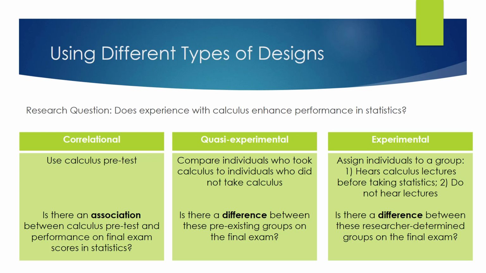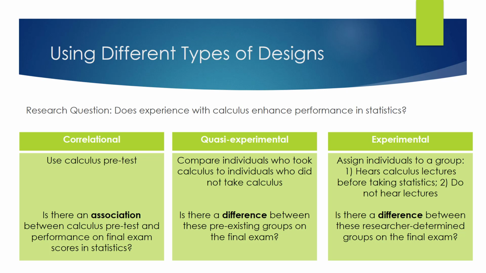The last type of design. With experimental, we can assign individuals to the group. They come in the first day of the semester and I say, all right, I want half of you to watch this lecture video on calculus. The other half are not going to watch that lecture video. Then I'm going to look at your performance on the final to see, does this exposure to calculus improve your ability to perform when we get to the final exam?